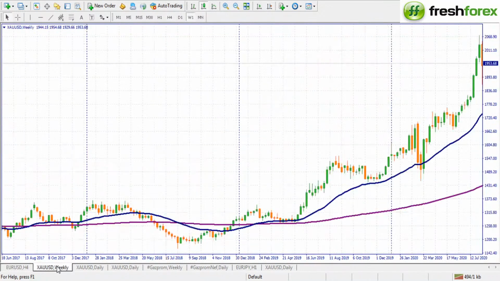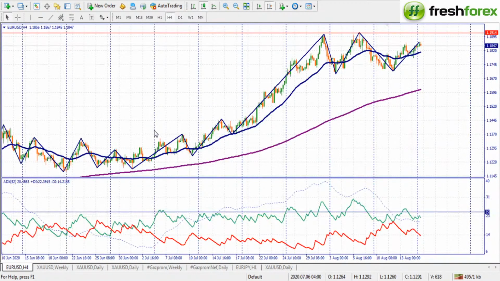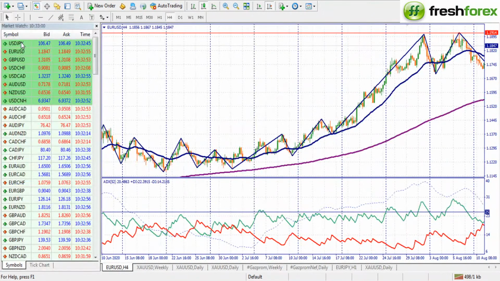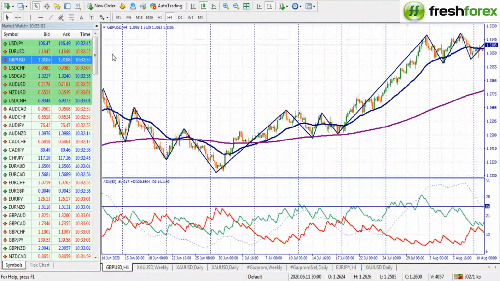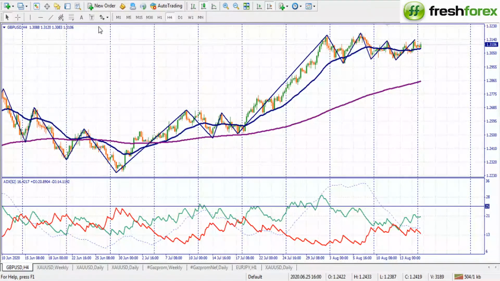The next chart we'll look at is GBP USD, the British pound dollar. This is how it looks. You can see that it's consolidating. There's no clear direction on this one. We have a level here. We have a resistance around this point. We have a resistance at this point. We have a support here. We have a support.